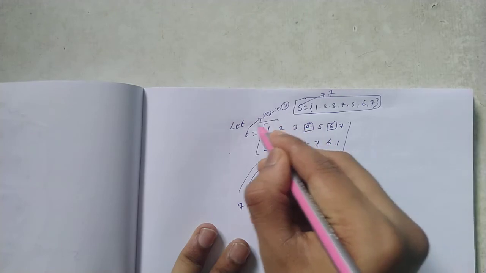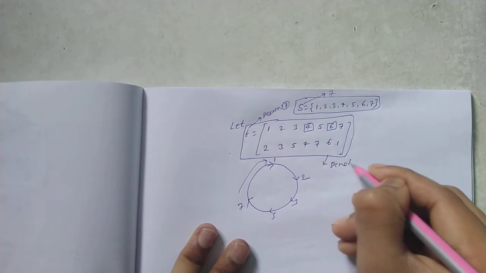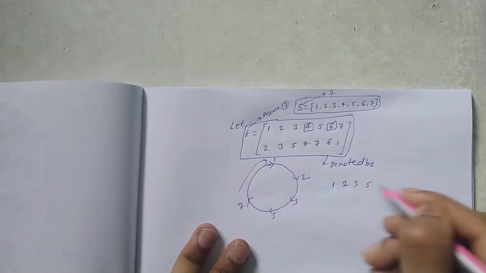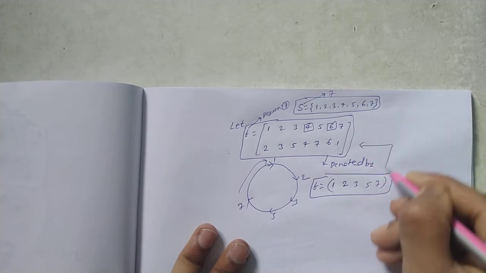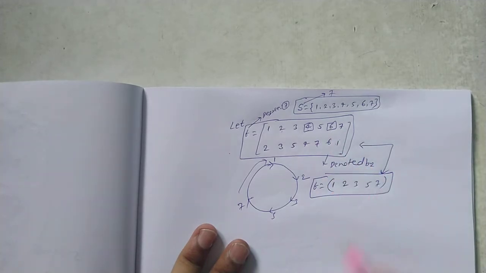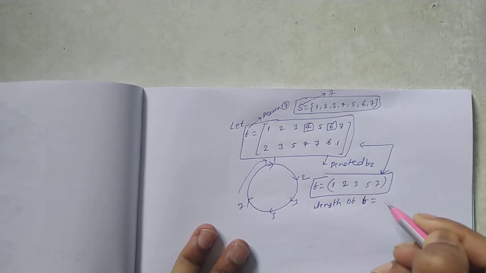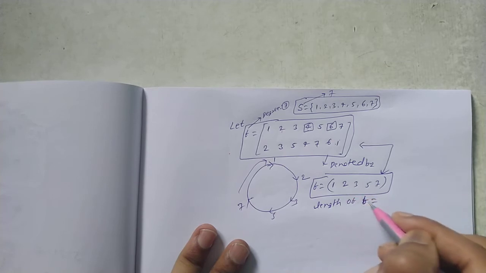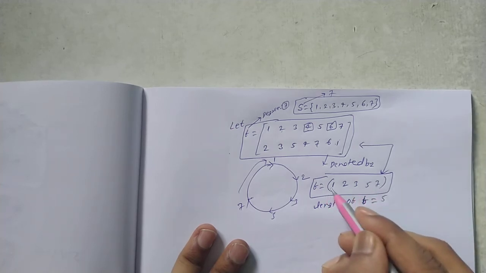Then we will call this permutation a cyclic permutation, and it is denoted by: image of 1 on 2, 2 on 3, 3 on 5, 5 on 7, 7 on 1. So this is the cyclic permutation F. The remaining elements, 4 on 4 and 6 on 6, are not included. The length of the cyclic permutation F is equal to the number of elements in the cycle. The number of elements here is 5, so the length of the cyclic permutation is 5.